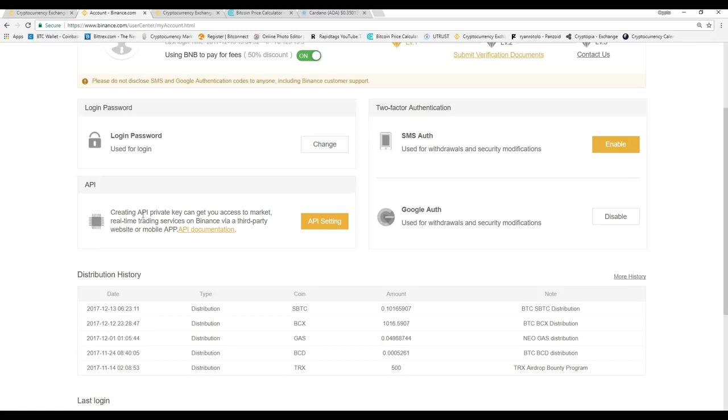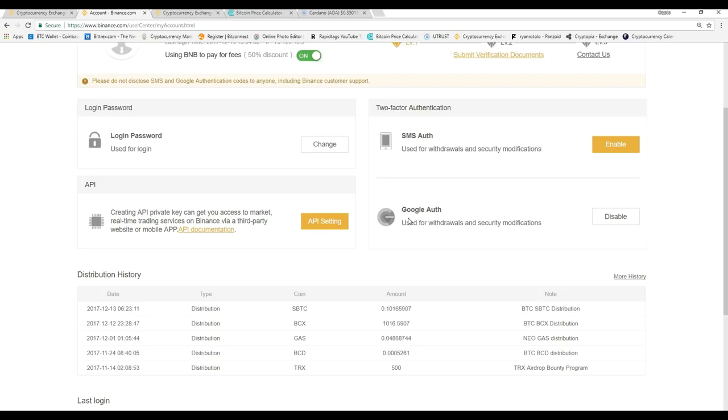Down here, this is where you could create an API private key. This isn't very necessary for the day-to-day traders, but if you want to set it up, you can. Over here, you have the two-factor authenticators. Now you have an SMS version and a Google version. With the SMS version, when you go to log into your account, Binance is going to send you a text message with a 6-digit numerical code. You need to enter that code in order to access your account.